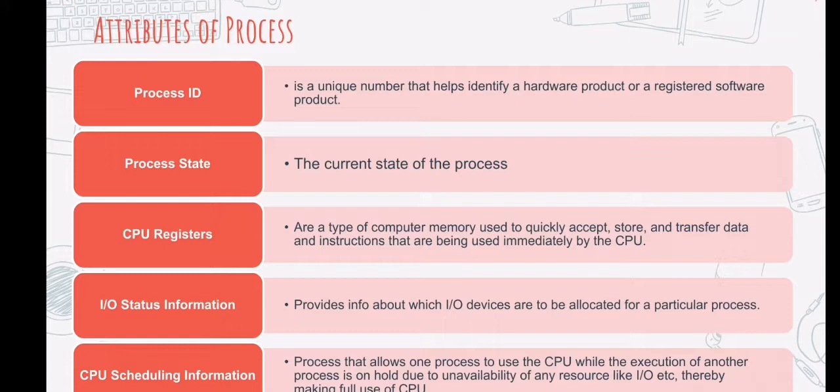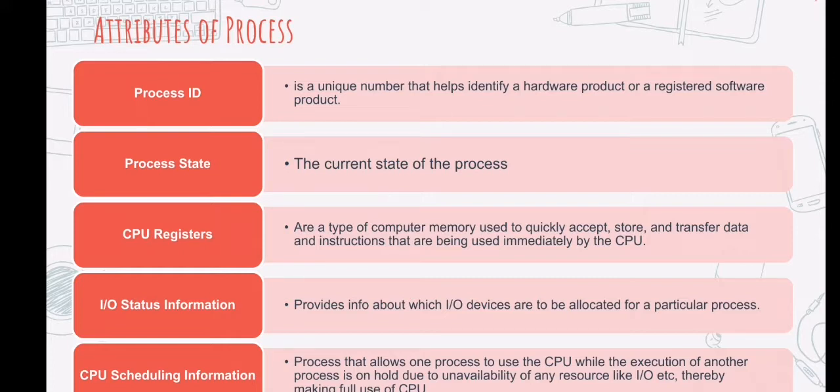Another is the CPU registers. The CPU registers are types of computer memory that are used to quickly accept, store, and transfer data and instructions that are being used by the CPU at the time. Processor registers are the names given to the registers used by the CPU.